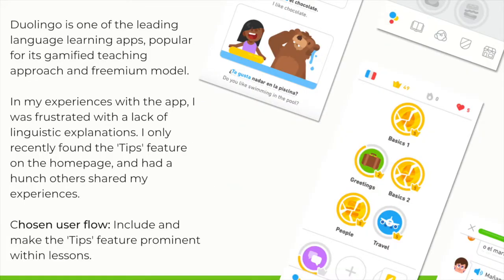Duolingo is one of the world's leading language learning apps, known for its gamification and freemium business model. I personally have been studying German on it for a year now, but always felt it lacked proper linguistic explanations. I only recently discovered the tips feature on the homepage, which basically fulfills this purpose. I had a hunch that other users were also unaware of this feature, so my chosen user flow aimed to include and make it prominent within Duolingo's lessons.